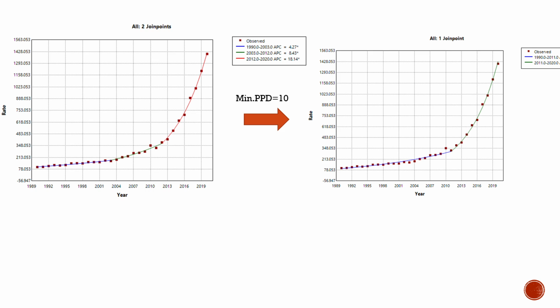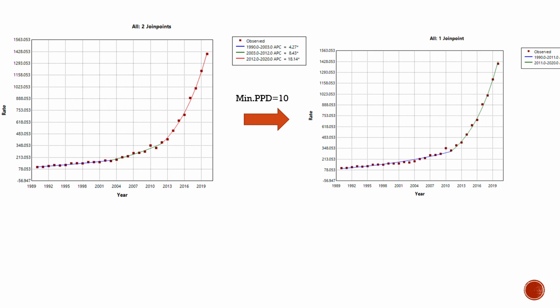In this example, as you can see in the left chart, there were 3 segments. However, after implementing a min PPD of 10%, which means that 10% is our cutoff point, and if the segment's difference is less than 10% with the previous segment, it will not count as a new segment. And this resulted in the right chart.